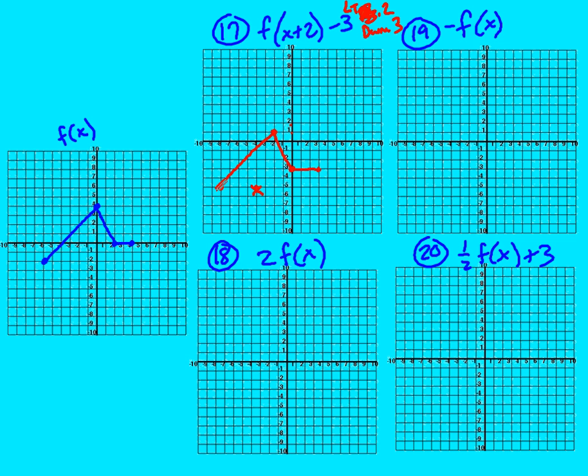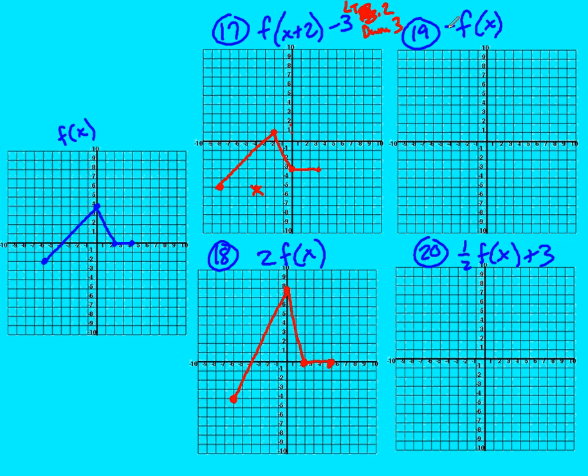Connect your dots. Number 18, 2 times f of x. That's a vertical stretch. That means whatever the y value was, we now need to double it. So this point here had a y value of -2. Double it to make it -4. This guy was at +4, double it to make it +8. This guy was at 0, double it, and it's still 0. Same with this point here. So you have a stretched out version of your original guy.